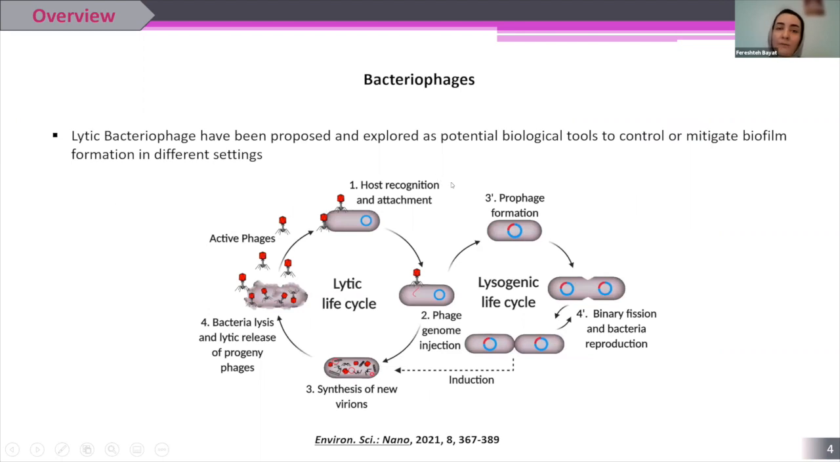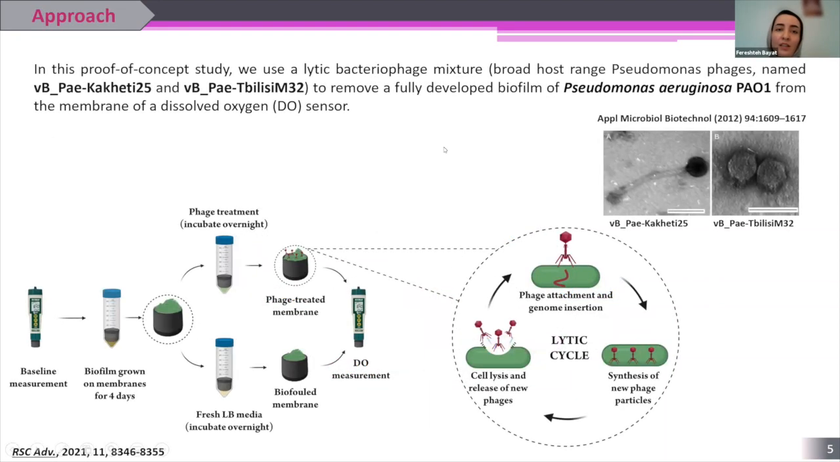Bacteriophages have been proposed and explored as potential biological tools to control and mitigate biofilm formation on surfaces in different settings. Lytic bacteriophages are mostly used, and here you see the life cycle of phages, which are mainly lytic and lysogenic. We are mostly interested in lytic bacteriophages, because they lead to lysis of bacteria and kill bacteria afterwards. In this study, we used a mixture of lytic bacteriophages.